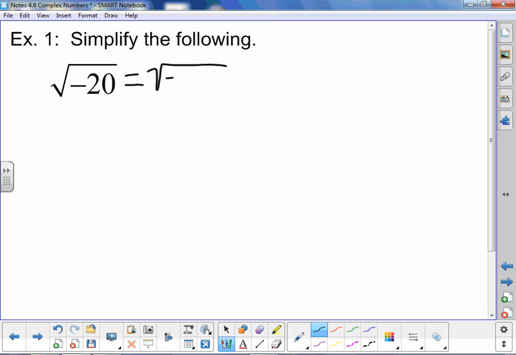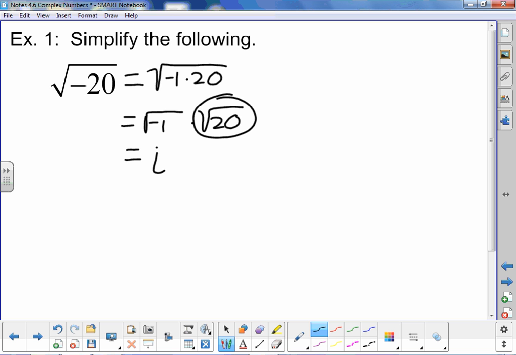So like I said, you should break off a -1 there times 20. This is square root of -1 times square root of 20. Square root of -1 is an i. And now this part you can just evaluate the same way that we've been doing. So 20 is a 4 times a 5. 4 has a perfect square, so that's going to be a 2 square root of 5.